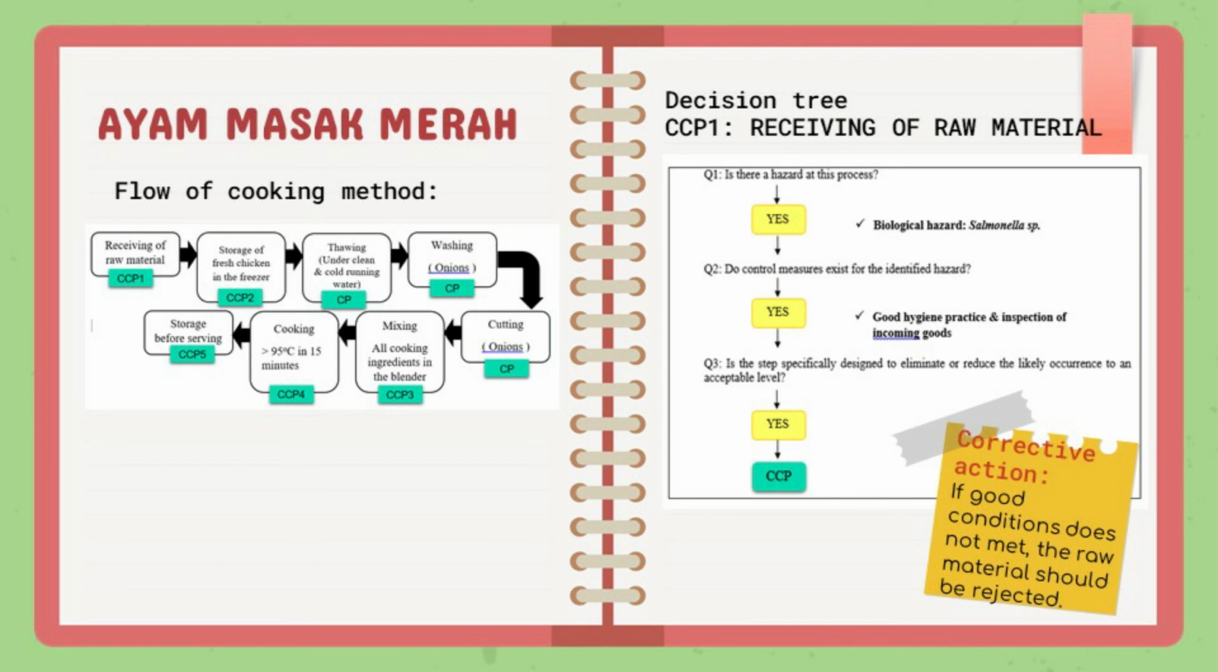For ayam masak merah, there are 5 CCPs. CCP1, receiving of raw material. In this part, the significant hazard was salmonella that lives in chickens and other animals. The fresh chicken received must be free from salmonella bacteria, as the bacteria could cause food poisoning, and also free from any sign of deterioration. The chicken must be received from approved sources that practice good hygiene. If the required good condition isn't met, the raw material should be rejected.